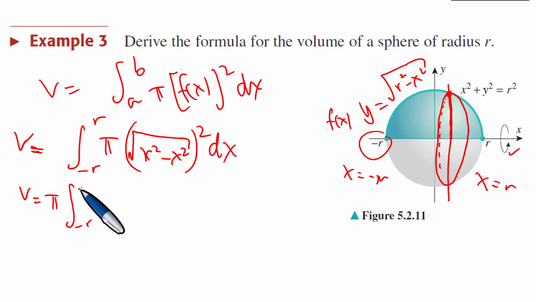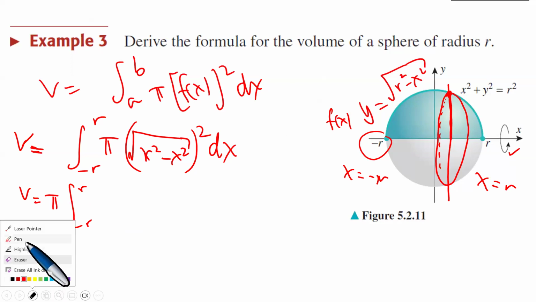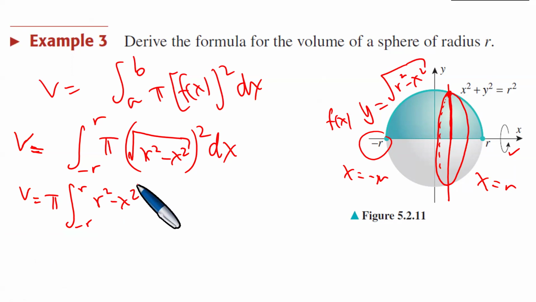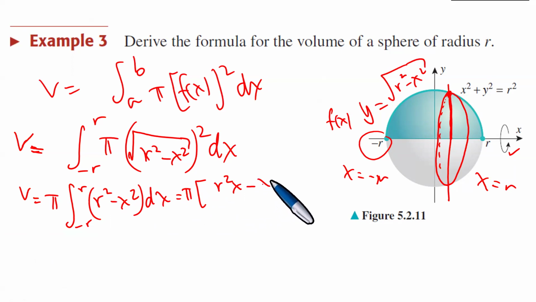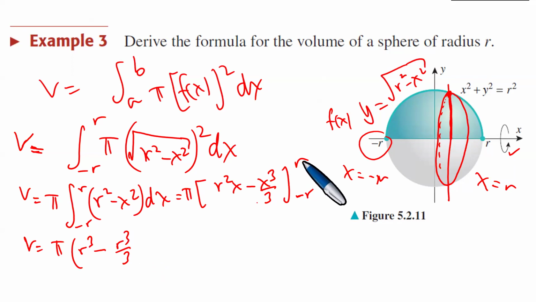Okay, now you square this, which is r squared minus x squared, which is r squared x. Volume is pi. You put the r there, it becomes r cubed minus r cubed out of 3. You put the upper r. Minus, you put this r here, it's going to be minus r cubed. And you put the minus here, then it's going to be plus r cubed out of 3.